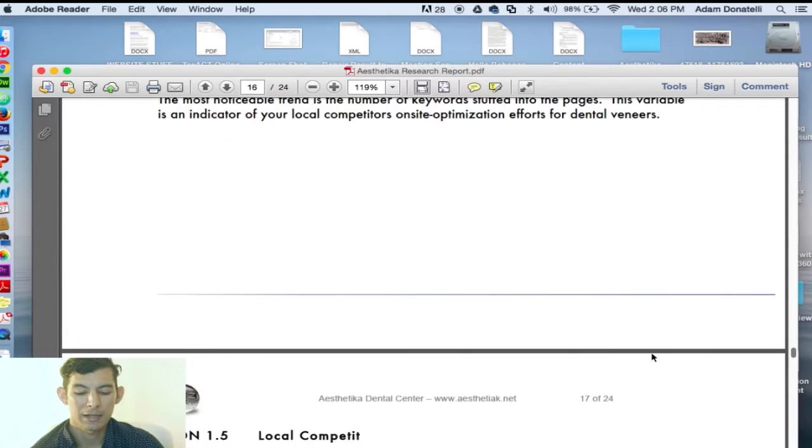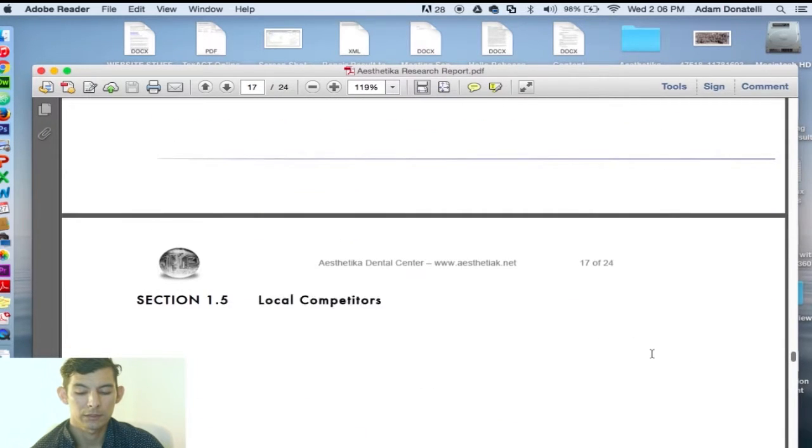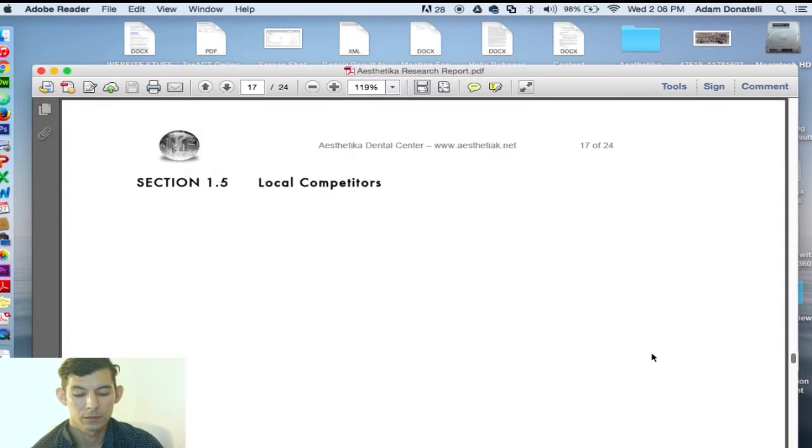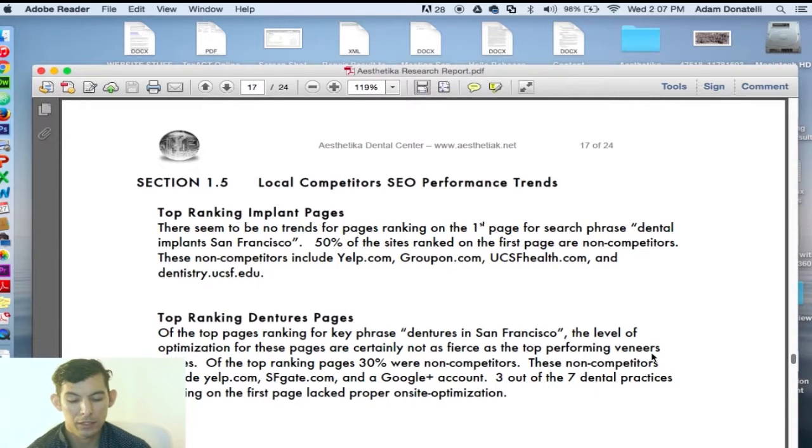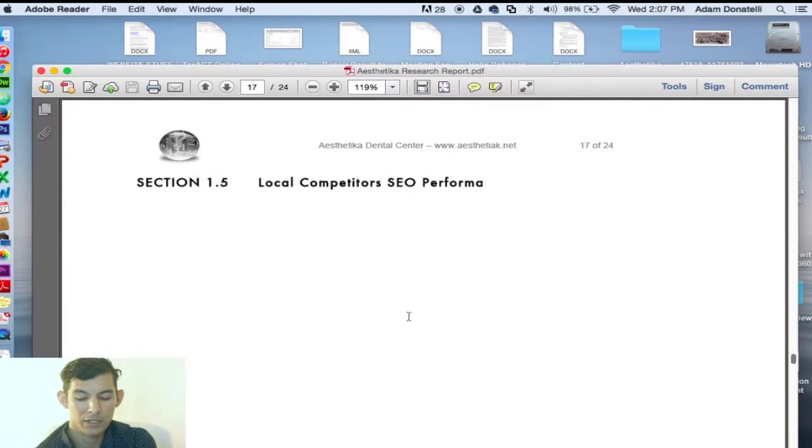Now what we're looking at is a little bit of feedback on the top ranking implant pages, and some feedback on the top dentures pages.